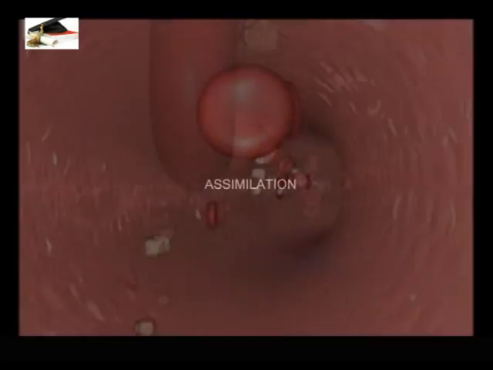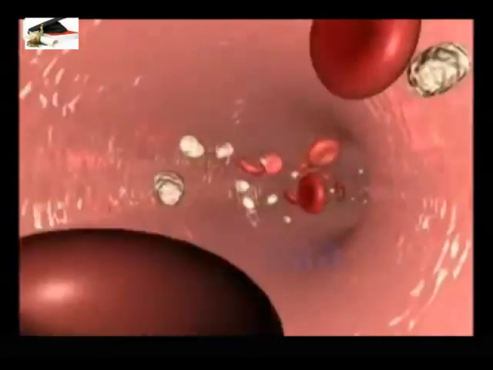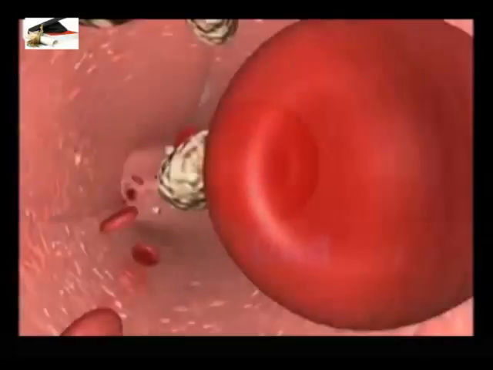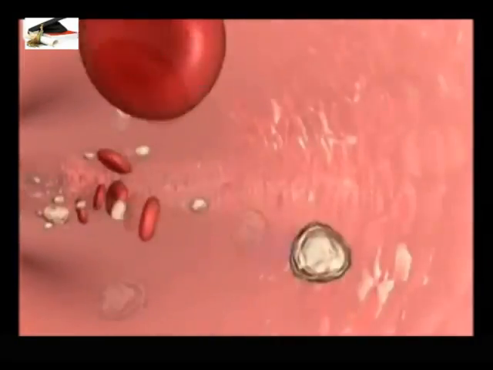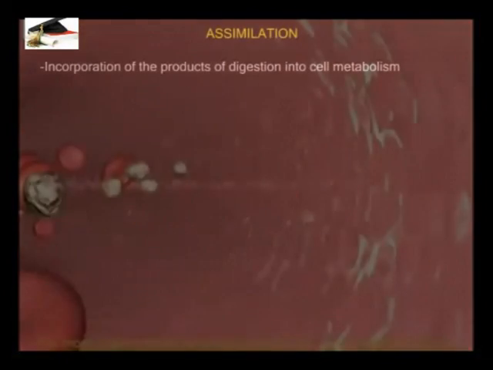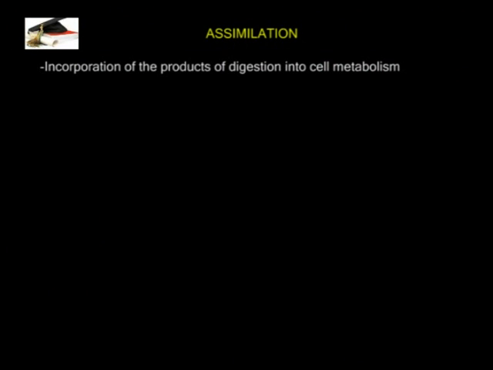Assimilation. Now, the absorbed food products of digestion are carried into the bloodstream to the rest of the body. From the blood, the body cells are able to obtain these substances and use them in their metabolism. The incorporation of these products of digestion into the cell metabolism is known as assimilation. The different food types are assimilated and utilized as follows.